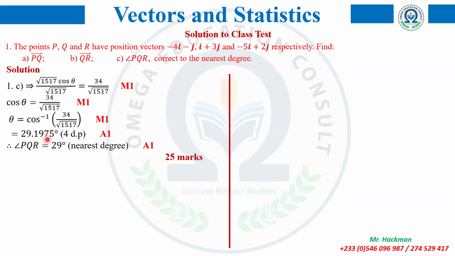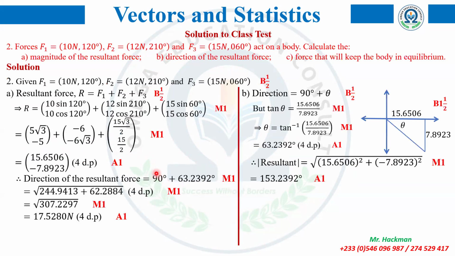So this one is 4dp. So the nearest degree will be 29 degrees. The total mark for question 1 will be 25 marks. Okay, so take note. Now this takes us to question 2.